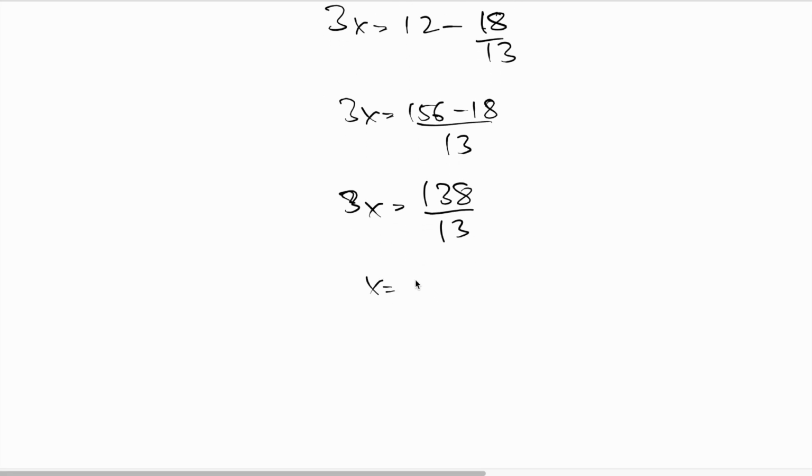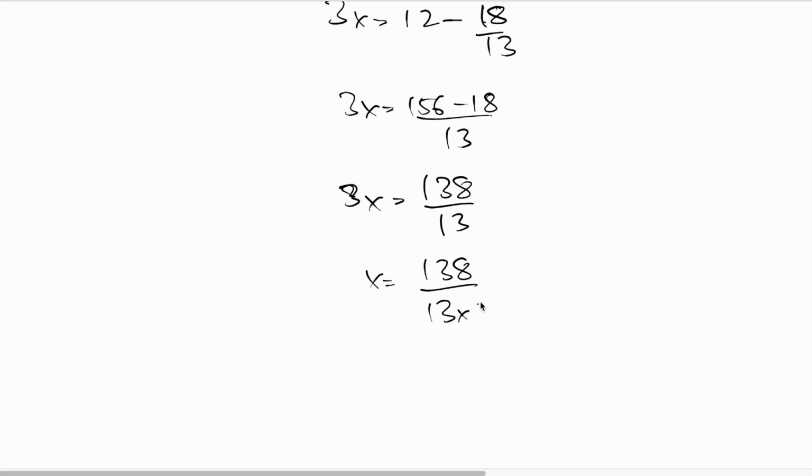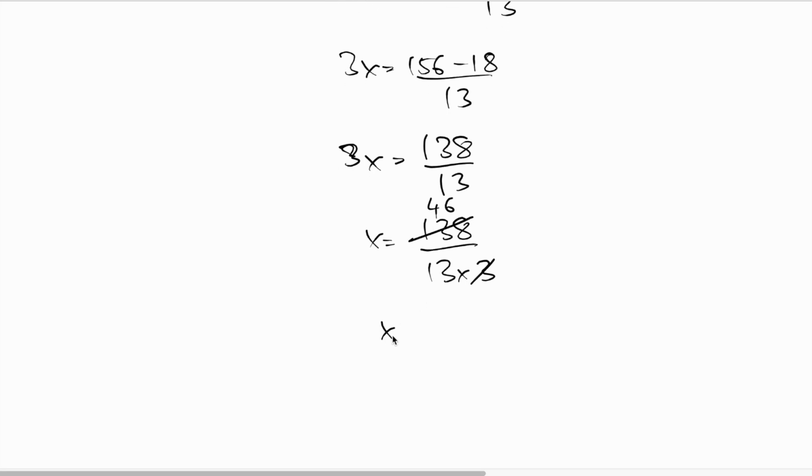And x equals 138 over 13 into 3. But the thing is 138 is divisible by 3. So I'll write 3 ones are 3, and 3 fours are 12, then 3 sixes are 18. So I'll get x equals 46 over 13 and y equals 9 over 13.